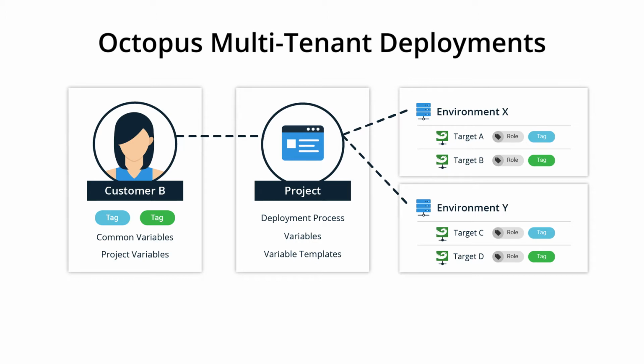In Octopus, you generally create projects, define your deployment process, add variables, and then create releases and deploy them to targets running in your environments. You can promote releases between environments, and Octopus updates your configuration automatically.